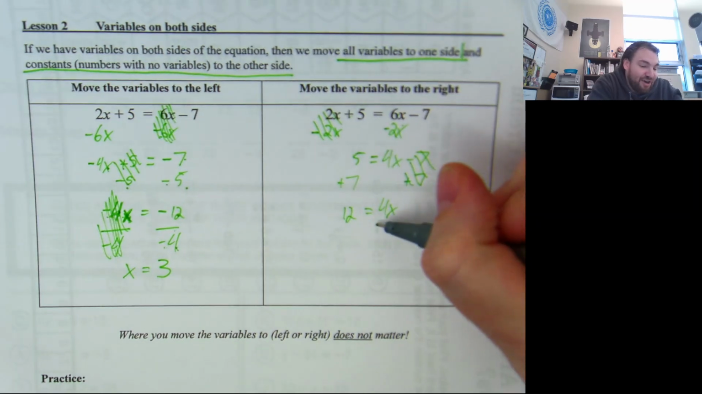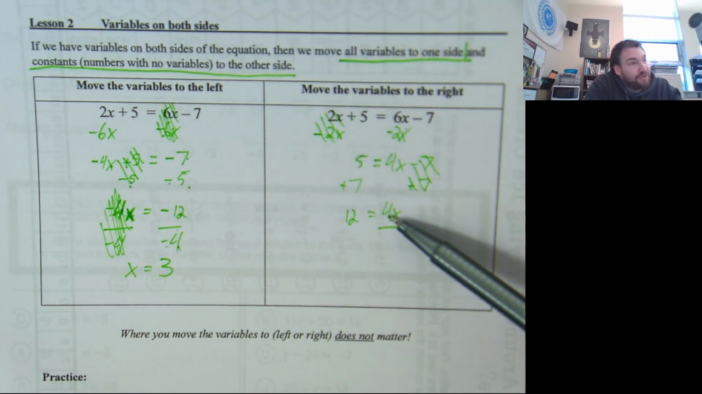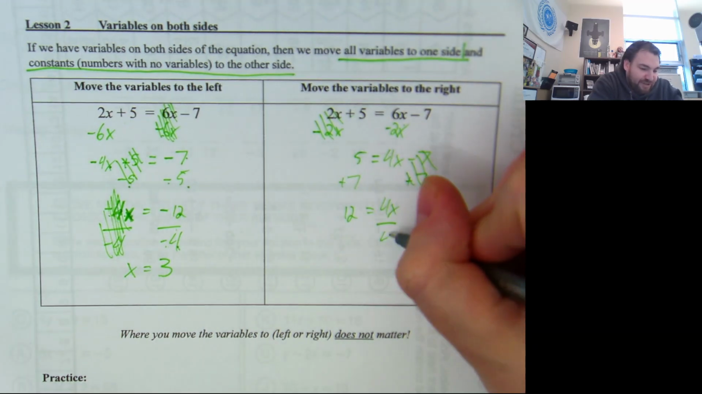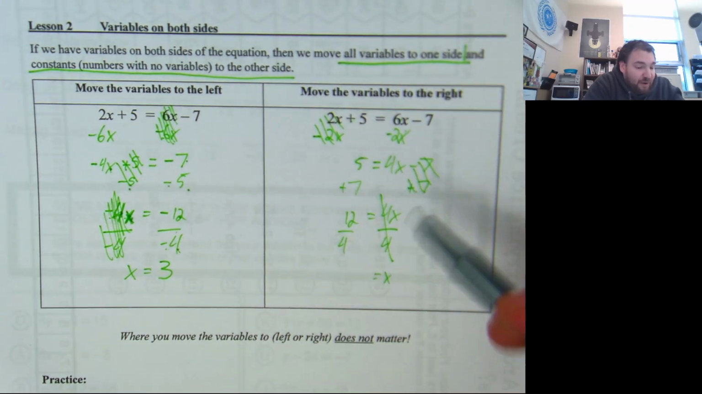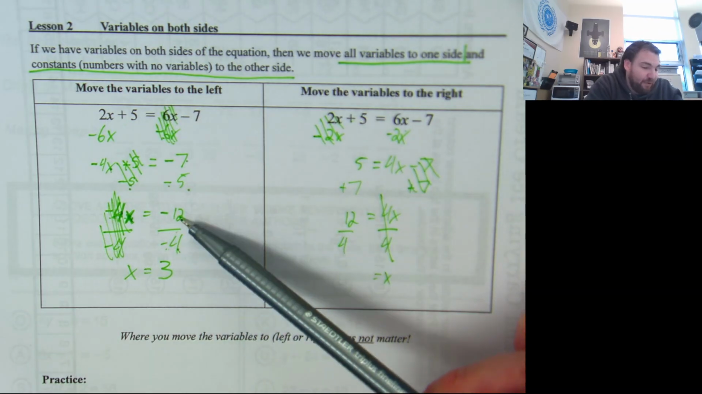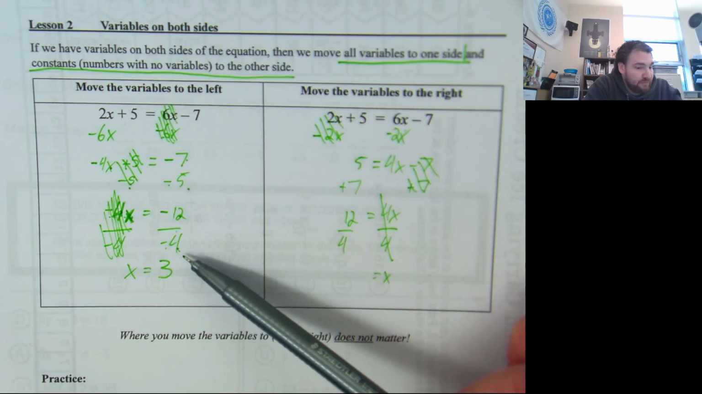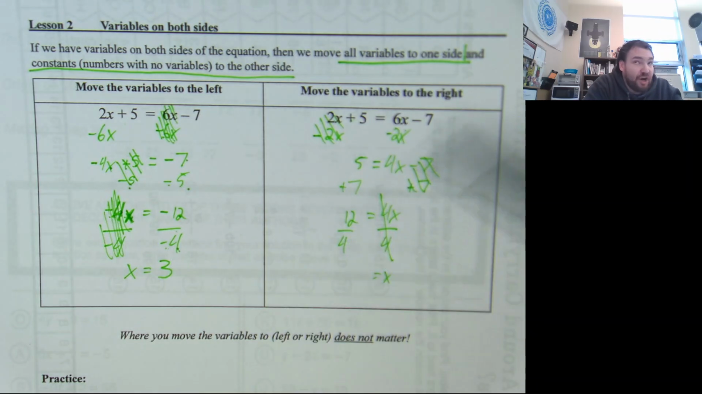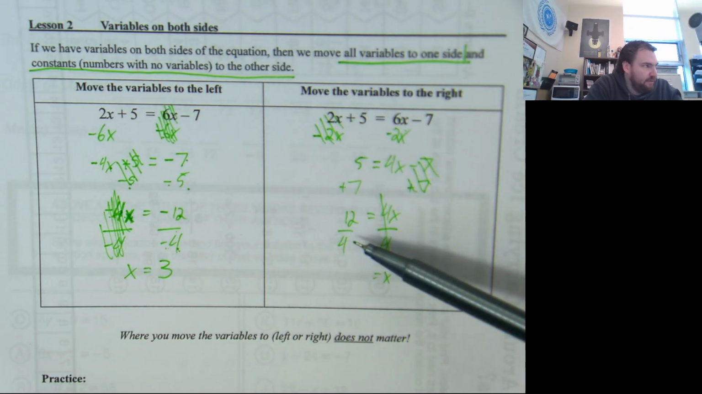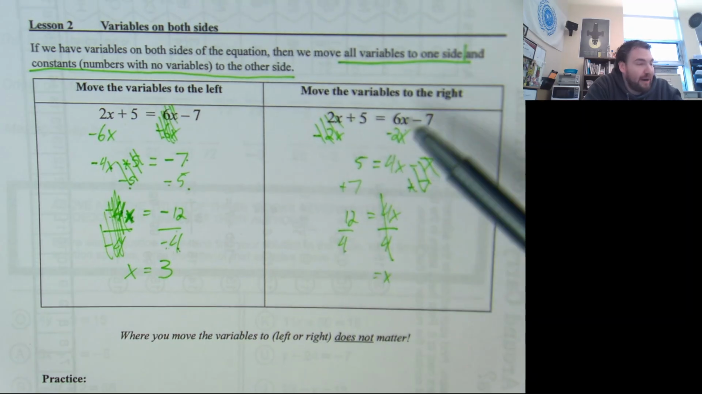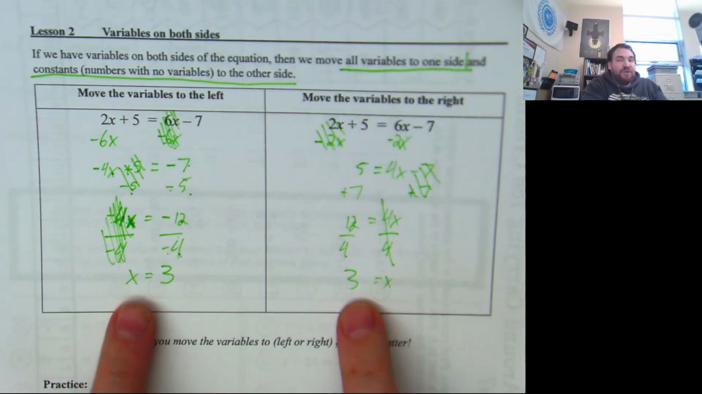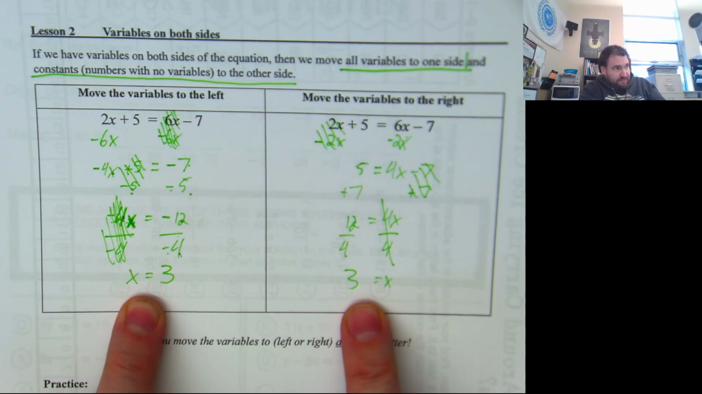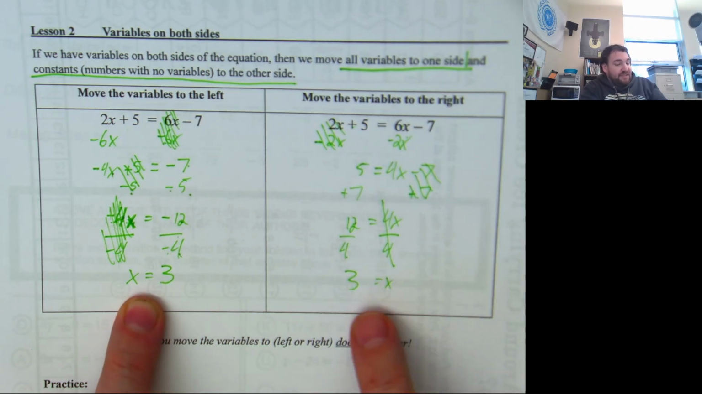I can hear that. So now I've got 4x. That's 4 times x. To get the x by itself, we're going to divide by 4. And we're going to get 12 over 4, which is basically the same as what we had before. We had negative 12 over negative 4, but now they're both positive. The odds of you dropping a minus sign here are slimmer because there aren't any. 12 over 4 is, or how many times does 4 go into 12? 3 times. It doesn't matter which way you go, left or right. You will get the same answer.